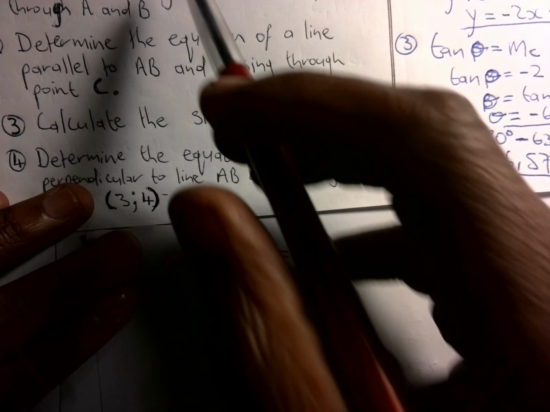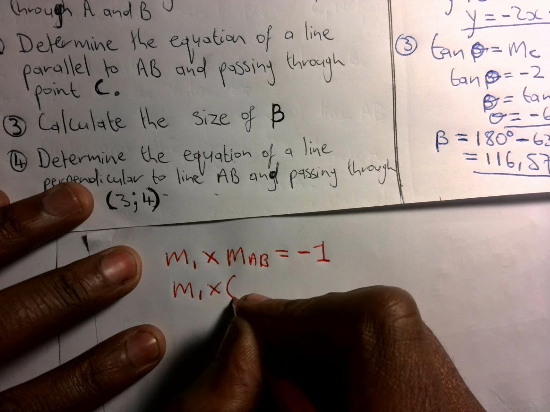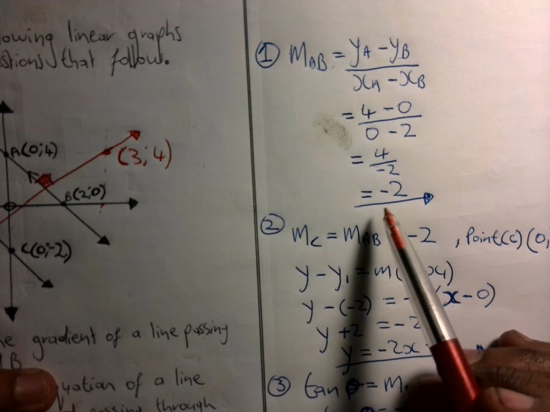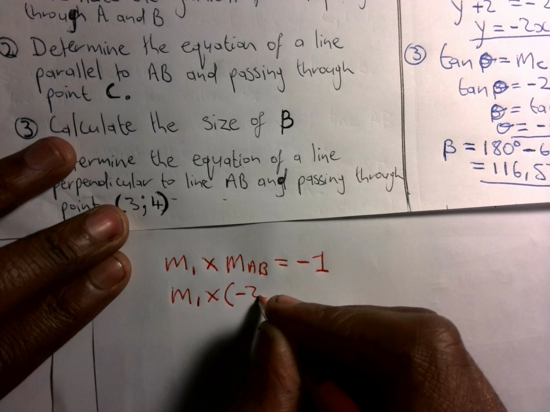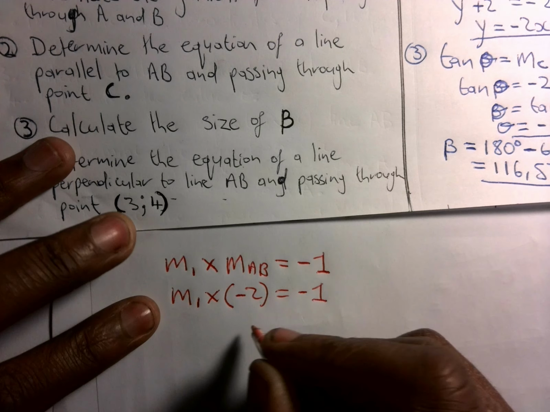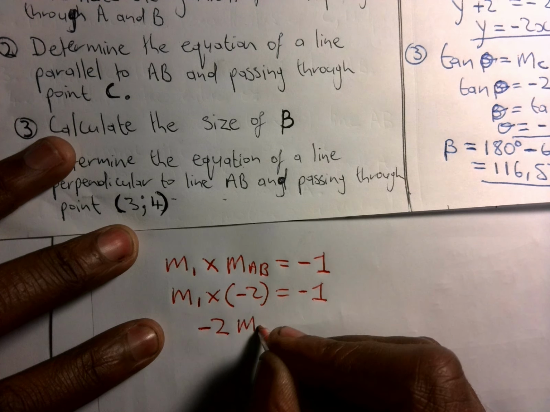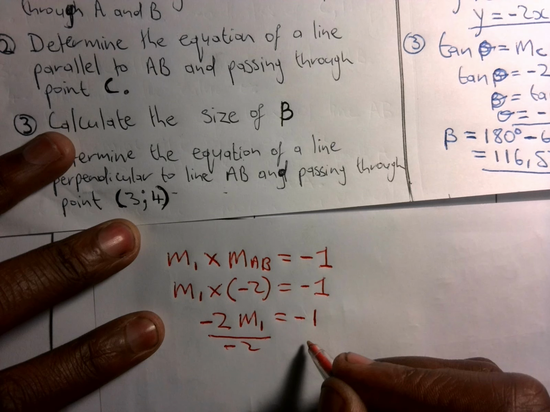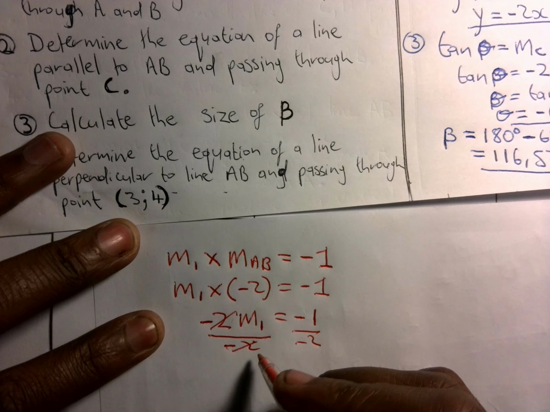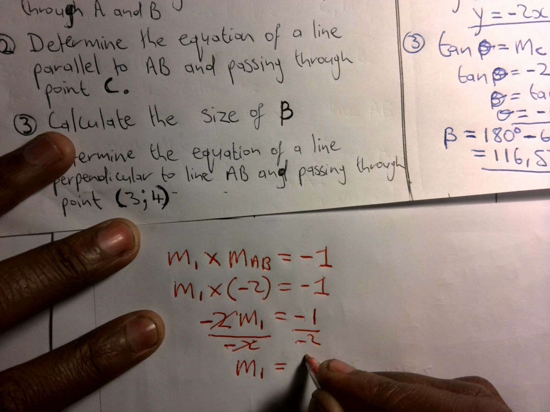So that will be M1 multiplied by MAB. We have MAB here as -2. So we substitute -2 there, which equals -1. So M1 times -2 is equal to -1. We divide both sides by -2, this cancels that. So M1 is going to be equal to, negative cancels negative, 1 over 2.